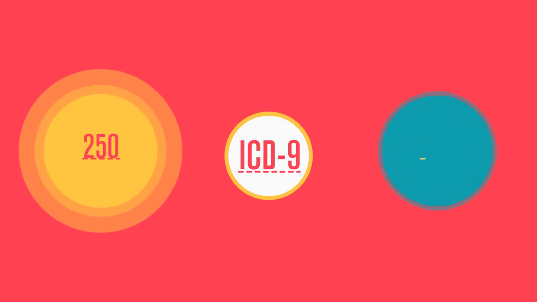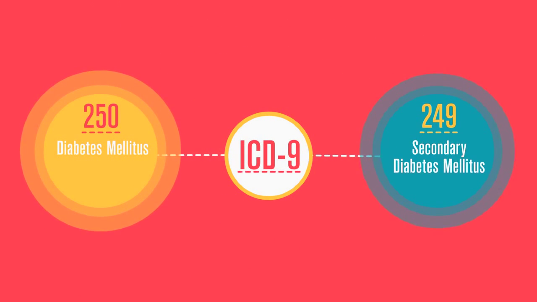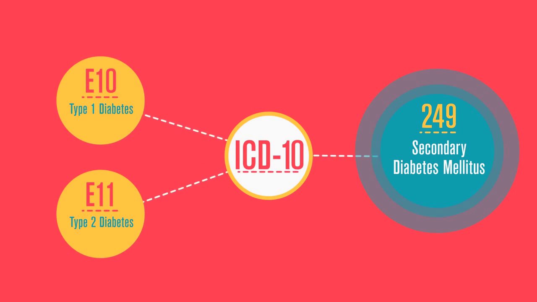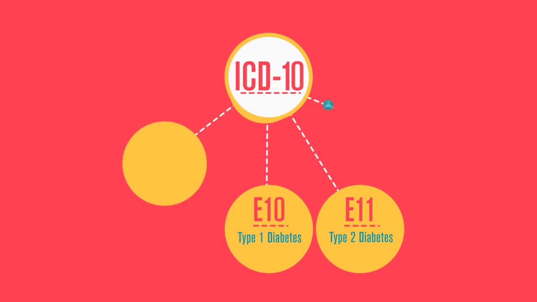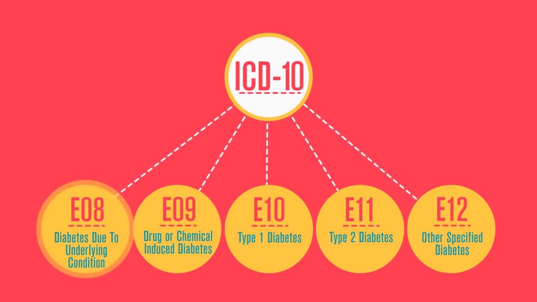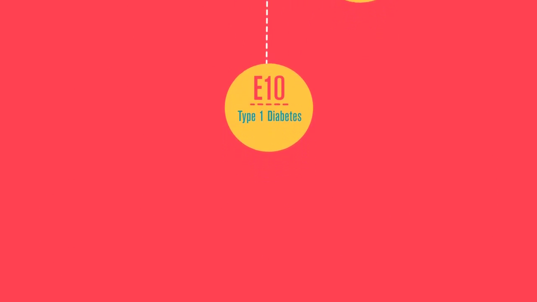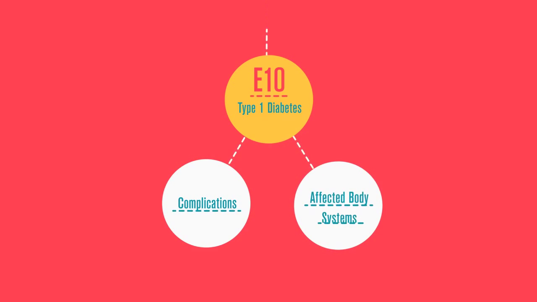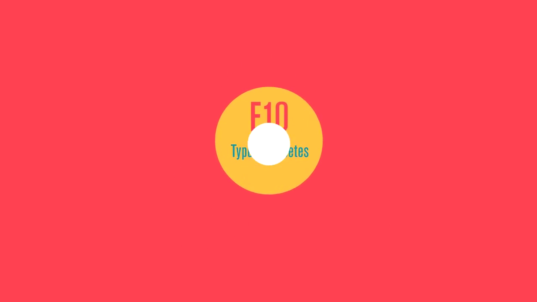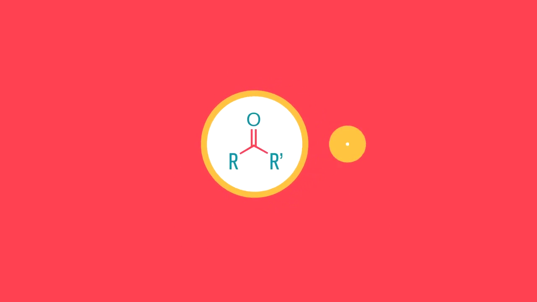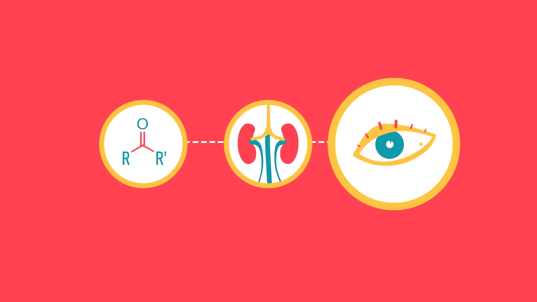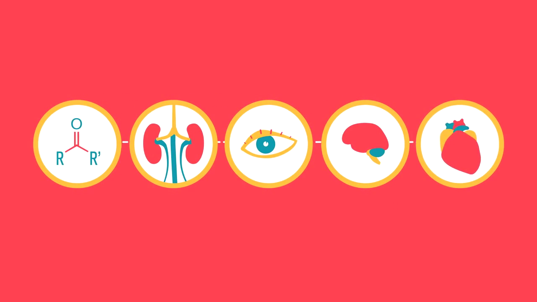ICD-9 has 2 major categories of diabetes codes, diabetes and secondary diabetes. But ICD-10 separates type 1 diabetes from type 2 diabetes. ICD-10 also eliminates the broad category of secondary diabetes, instead offering secondary options, such as underlying conditions or causes. To capture more details, subcategories can be added to represent both complications and affected body systems. For example, the diabetes subcategories include ketoacidosis, kidney complications, ophthalmic complications, neurological complications, and circulatory complications.